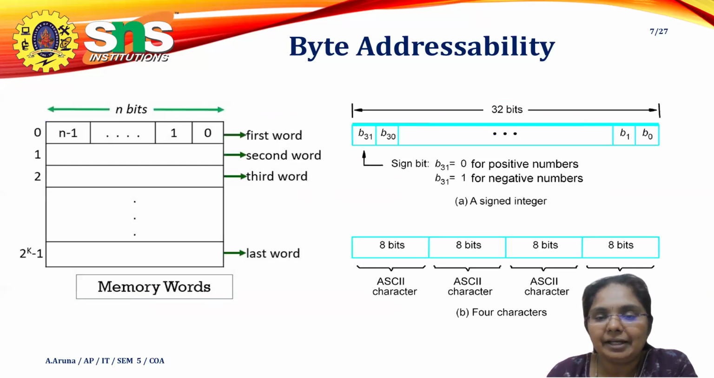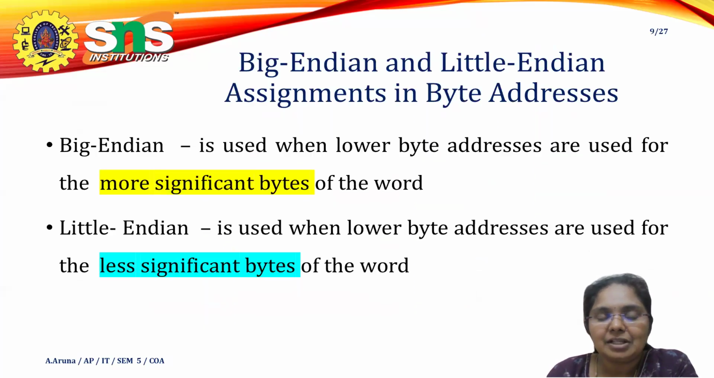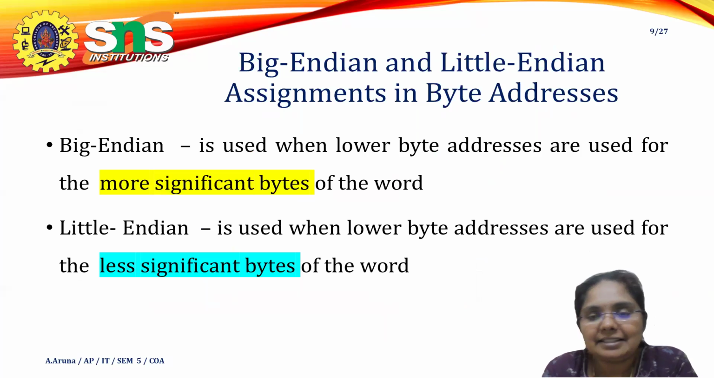The MSB, the last bit, we can call the sign bit. If it is 0, that is positive; if it is 1, that is negative. In our characters, we can split the data into 8 bits, 8 bits, 8 bits, so it can be converted into ASCII characters. This is the ASCII value of the numbers. Big endian and little endian are both assignments in byte addressability.